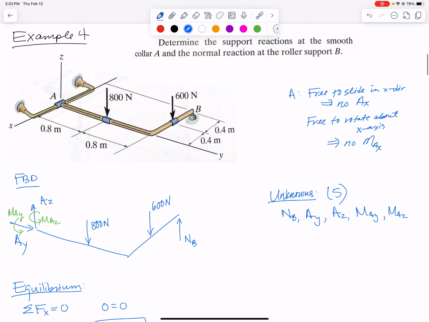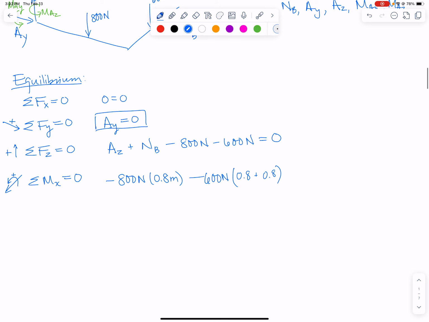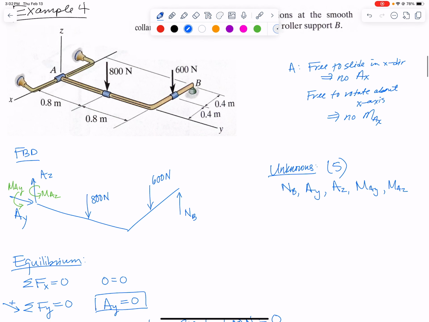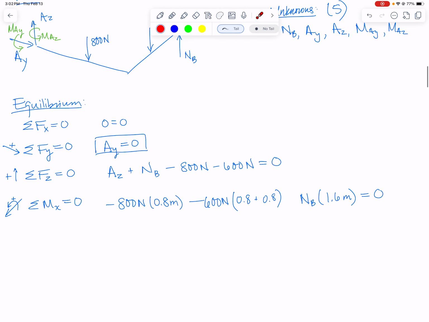And then finally, NB will cause a moment. It is also 0.8 plus 0.8, or 1.6 meters away. So we'll have NB times 1.6 meters away, equals 0. And NB, I think that's going to cause a positive moment. Start at the x-axis, come out this way, and then go upward. That is going to cause a rotation that would have my right thumb pointing in the positive x direction. So we've got plus. We can solve this.